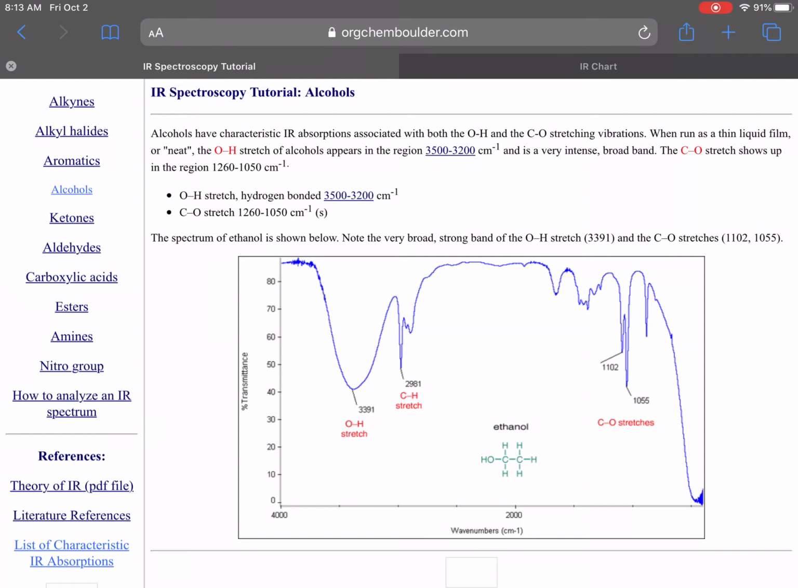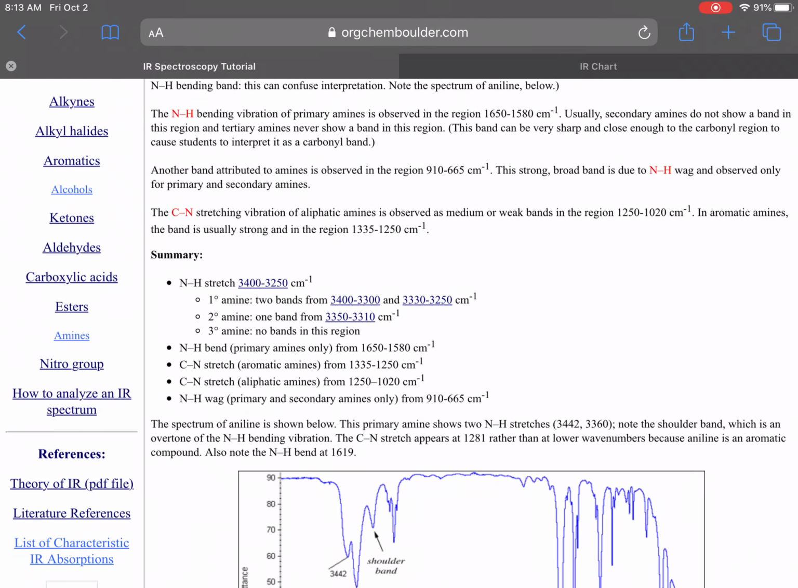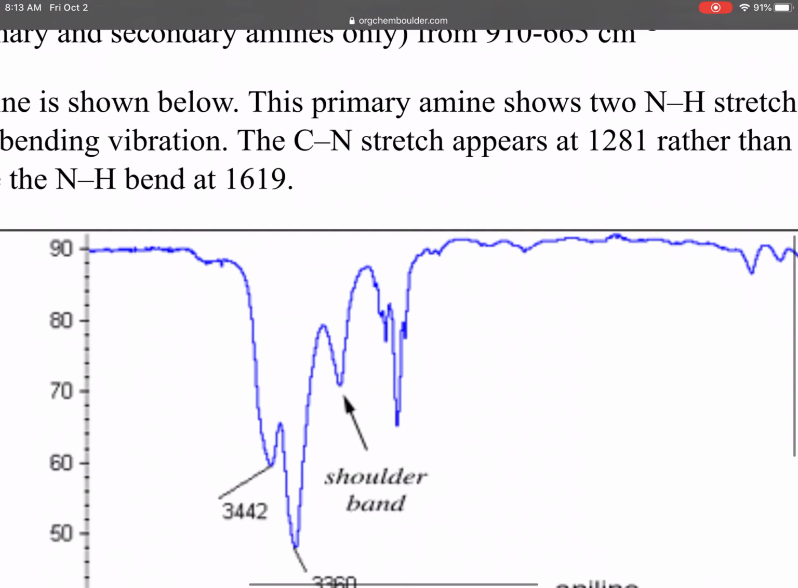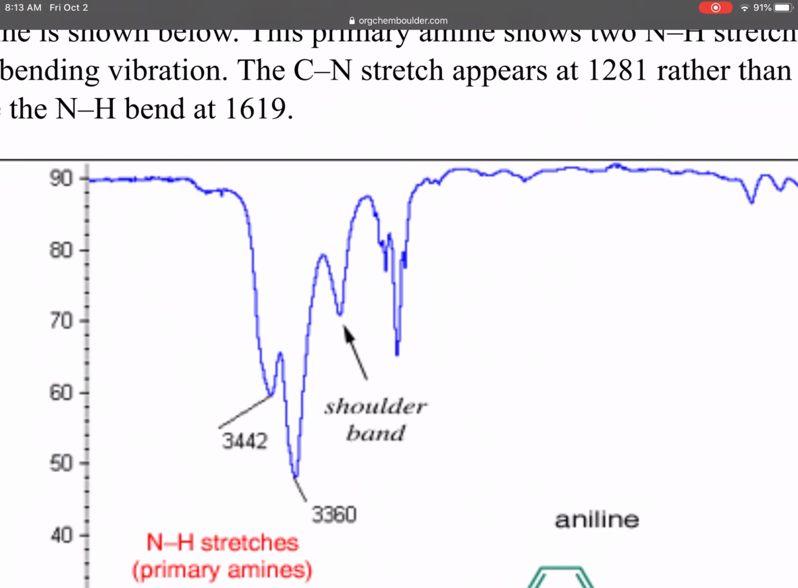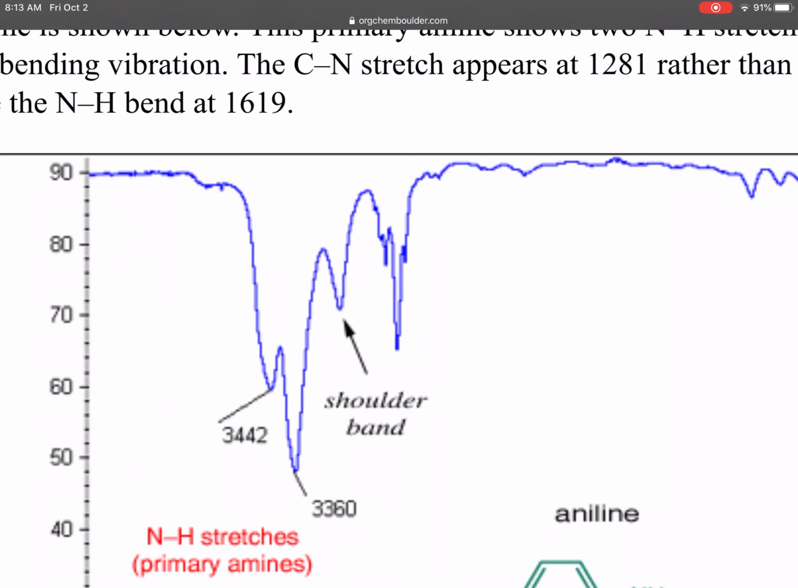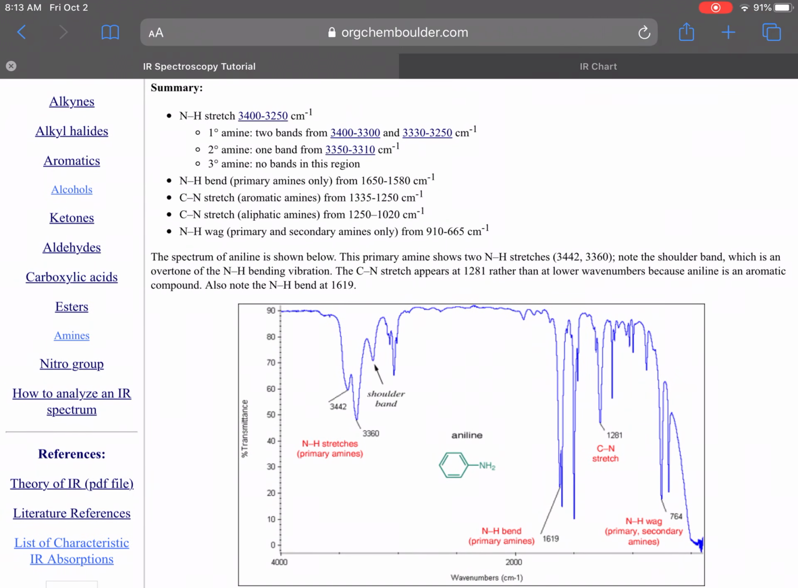So if we look at amines, for example, look at the NH stretches here. You see how the peaks at 3442 and 3360, they sort of have a point at the end, but definitely not nearly as sharp as the other ones. It's broadened out a little bit, but not nearly as much as the OH stretch, right? This would be in between. This would be a good example of a moderate peak.